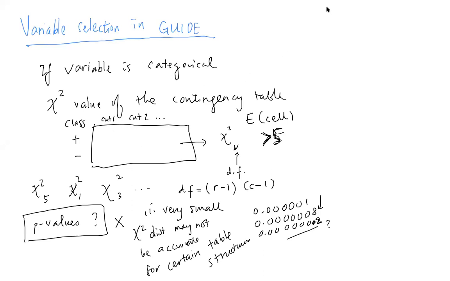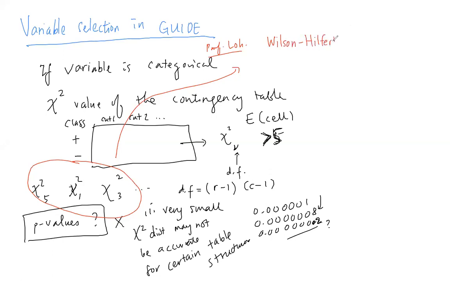So the creator of GUIDE, Professor Loh, figured out a way to standardize the chi-square values. He introduced a transformation called, it's actually an old result, but it turns out to be useful, a result called the Wilson-Hilferty transformation.